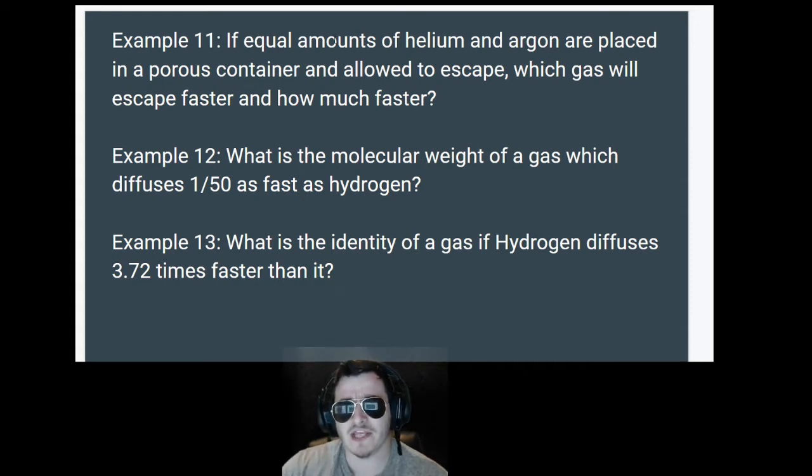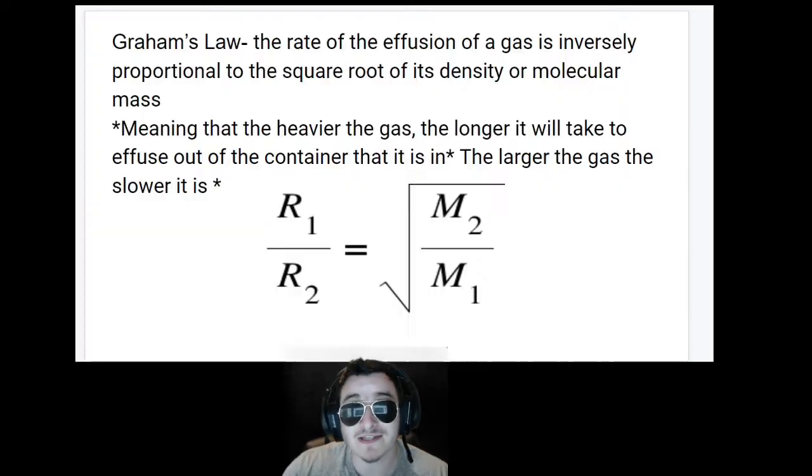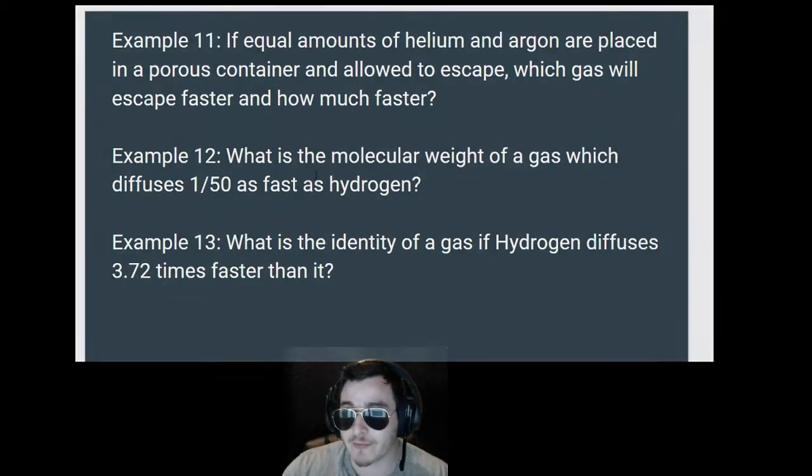Example 11. If equal amounts of helium and argon are placed in a porous container and allowed to escape, which gas will escape faster and how much faster? Well, we should be able to determine who's going to escape faster, but we will mathematically calculate it here in just a moment. If we look at the periodic table, helium is certainly smaller than argon. Helium is number 2 on the periodic table. Look at its molar mass, much smaller than argon, which means we're going to make helium gas 1 and argon gas 2. So let's solve that on the board now.